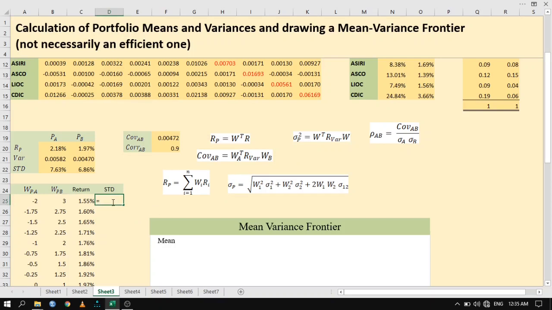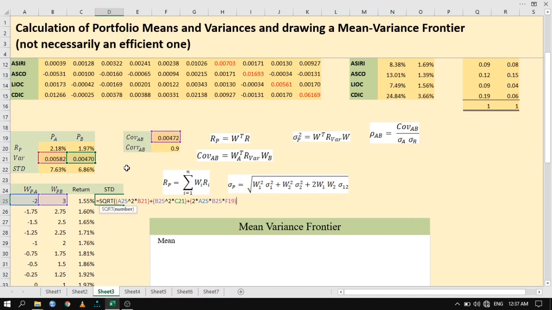So equal, square root. Then we have the first part of the equation, weight 1 to the power 2, that means weight A to the power 2, multiplied by the variance of portfolio A, plus the second part, weight B to the power 2, multiplied by the variance of portfolio B. And the third part is 2 multiplied by weight A multiplied by weight B multiplied by the covariance between these two.